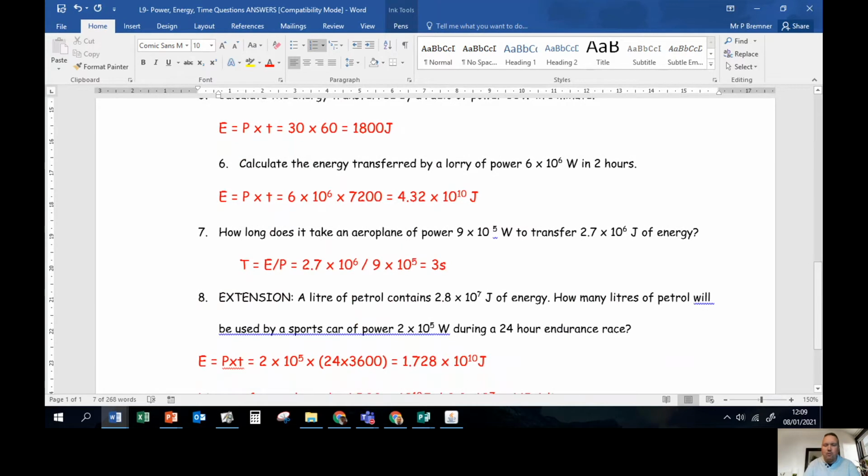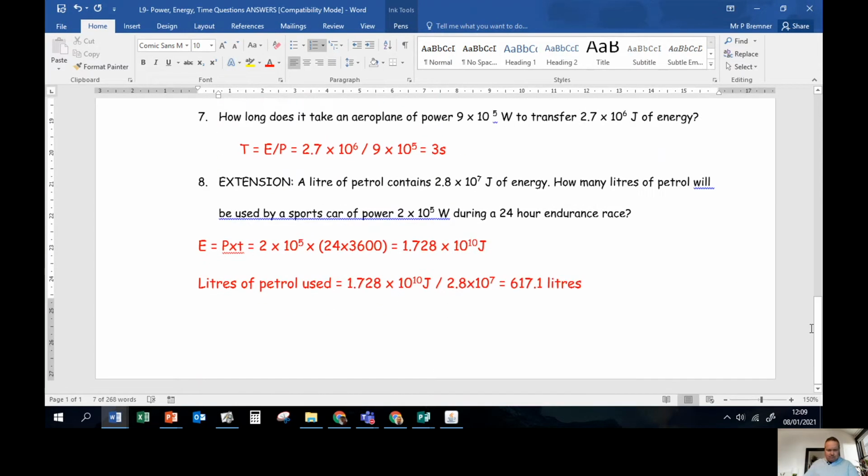Question 6, a standard form calculation. 4.32 times 10 to the power of 10 joules. So you needed to convert your 2 hours into 7,200 seconds. Question 7 is 3 seconds, standard form calculation. And question 8, the extension. If you got this one, really well done.